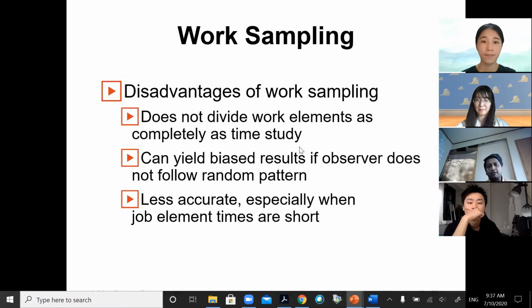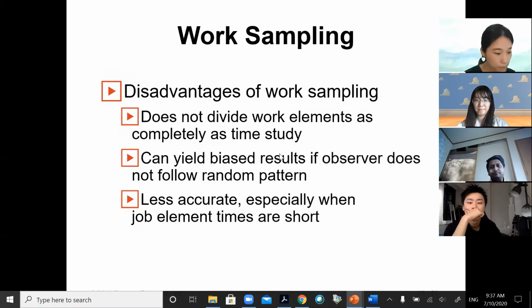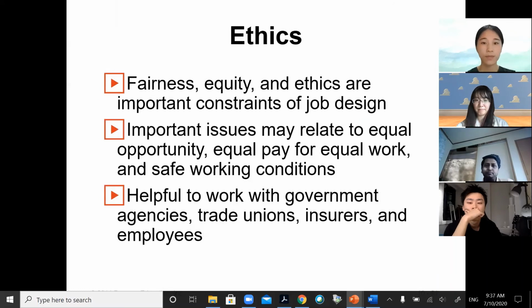Okay, this is the disadvantage of work sampling. And finally, I want to talk a little bit about ethics. When we design a job, because remember we are talking about designing jobs, we are talking about how humans affect operations, and how we can set time standards. We must ensure that we are fair.